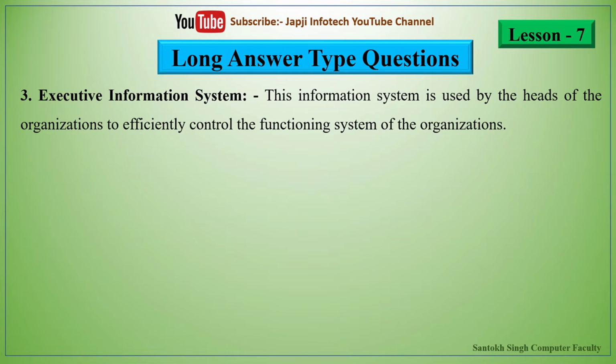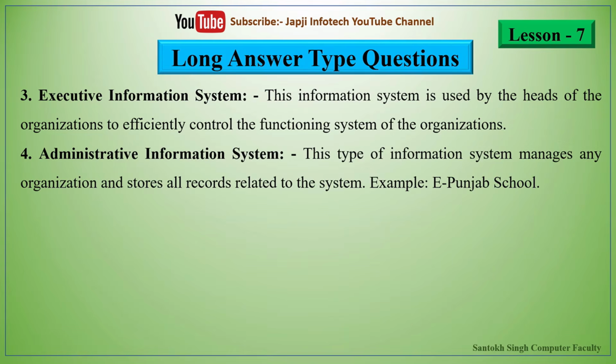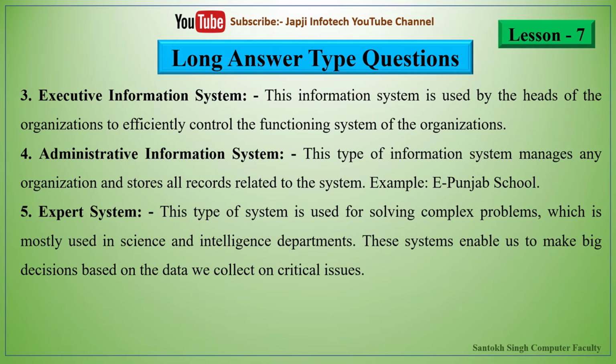This information system is used by the head of the organization to efficiently control the functioning system of the organization. Fourth one is administrative information system. This type of information system manages any organization and stores all records related to the system. And its example is ePunjab School. Fifth one is expert system. This type of system is used for solving complex problems, which is mostly used in science and intelligence departments. These systems enable us to make big decisions based on the data we collect on critical issues.